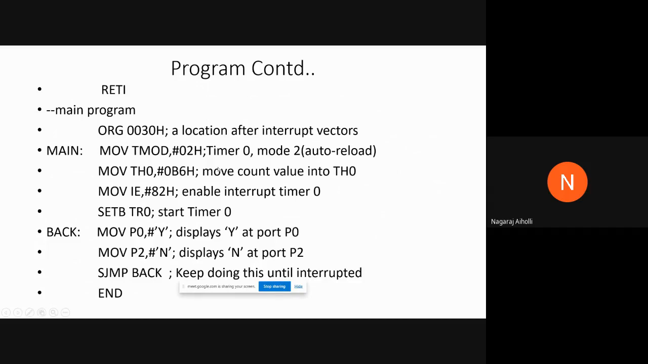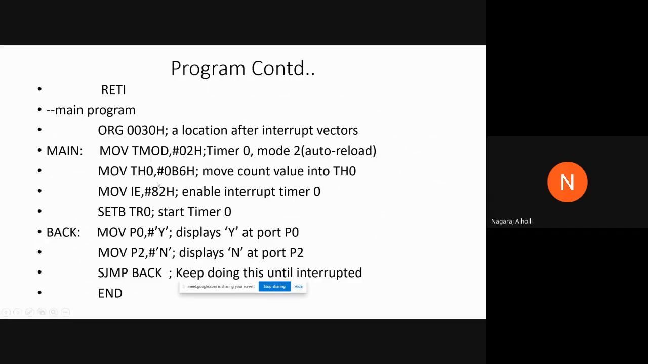Gate, C/T bar, M1, M0, that is for timer 1, and lower 4 bits for timer 0. So upper 4 bits are 0 because they have asked to use timer 0. Then the lower 4 bits for timer 0: gate, C/T bar, M1, M0. So it is 0010 because mode 2. So it is 00000010. It is 02h. Move TMOD, #02h.